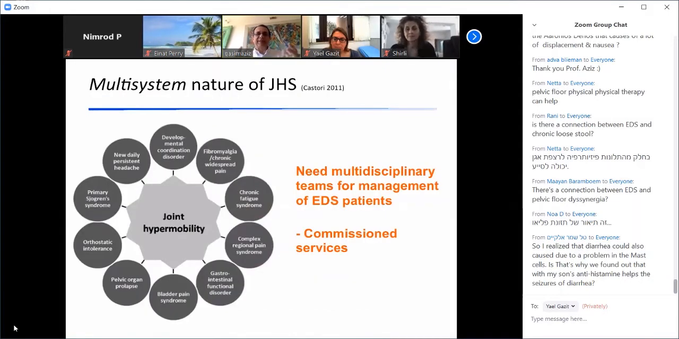So just to summarize, it's a multi-system disorder and you require a multidisciplinary approach, which is often not available, and one needs these commissioned services really to try and help manage our patients with hypermobile EDS.